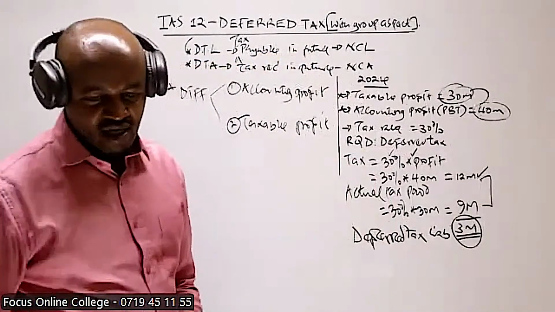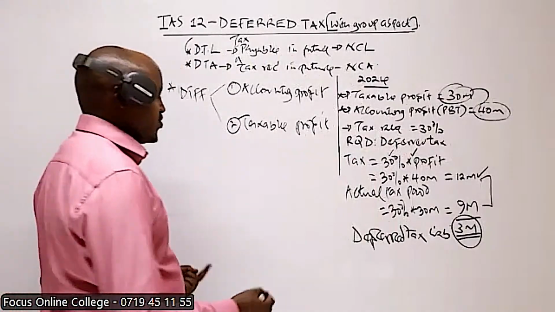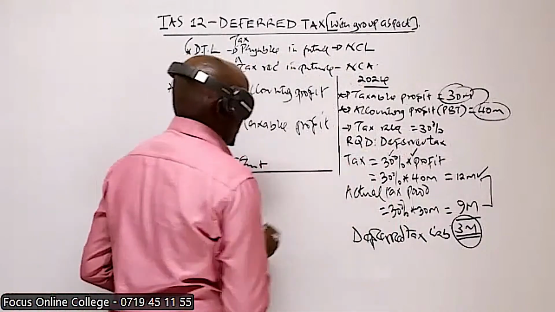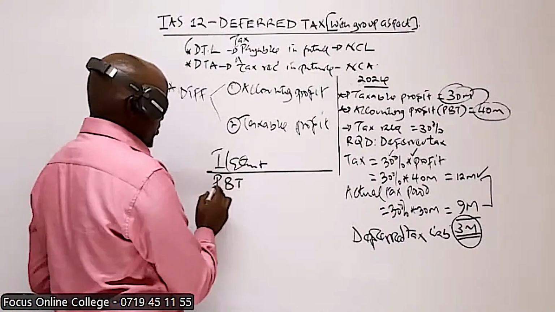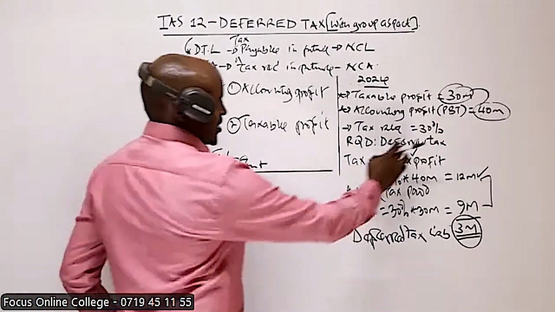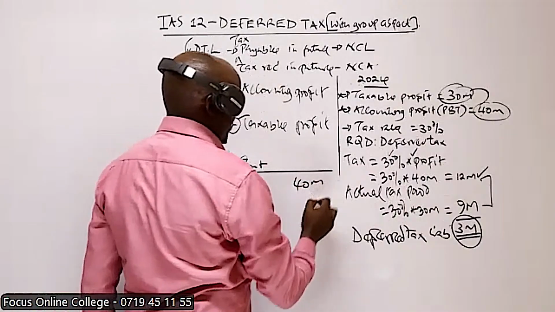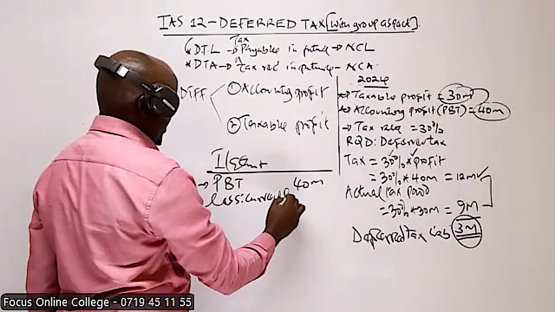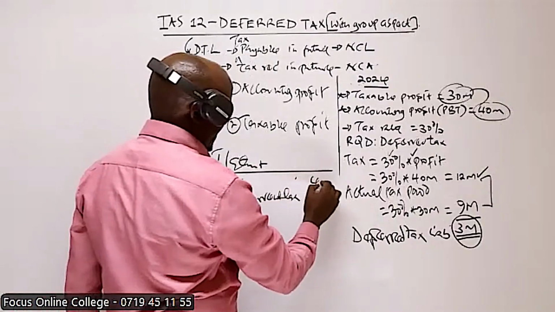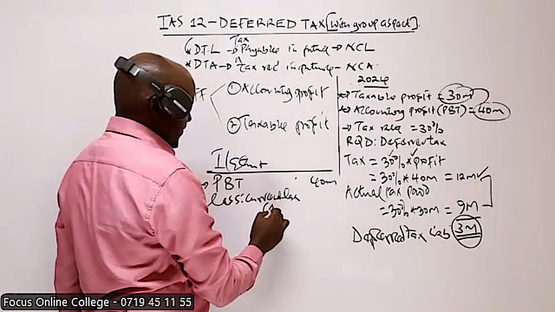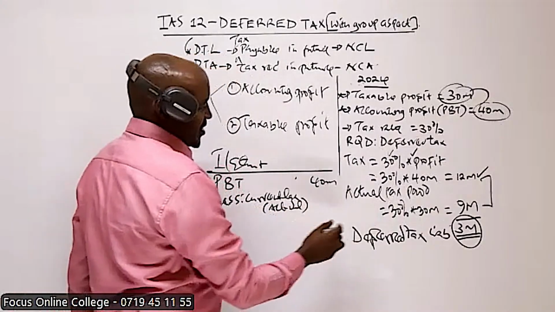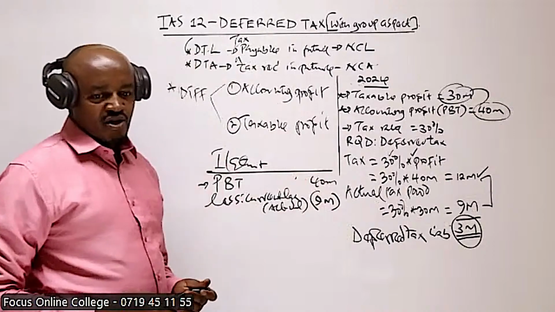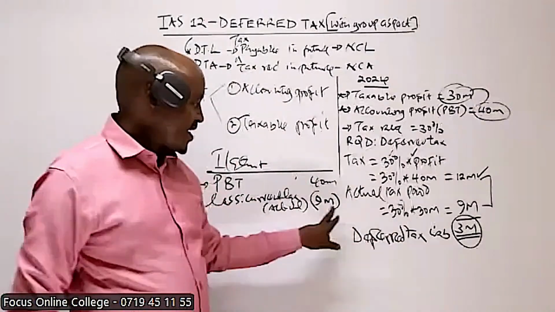Now, as an accountant, the moment you are preparing the income statement, you should always start with the profit. Once you have the profit before tax, like in our case, 40 million, you deduct the current tax. The current tax is the actual tax to be paid, and that is 9 million. Also, you can see during the current year, our company has paid less tax by 3 million.